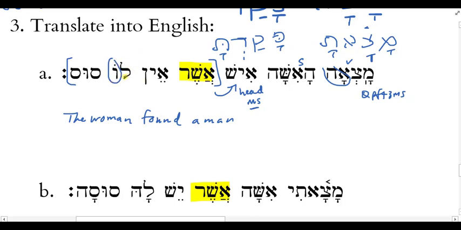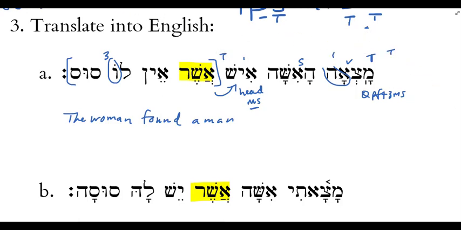Which pronoun is the holam vav on lo? That's not feminine. 3MS. That's right. Good. So if it's 3MS, what might it be referring to?